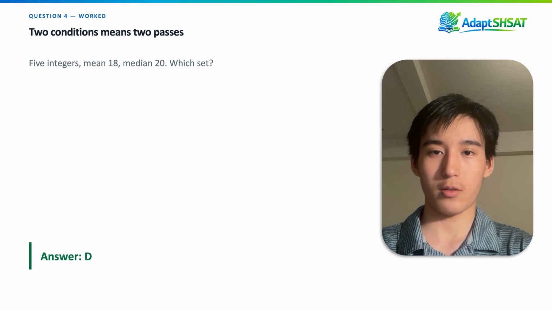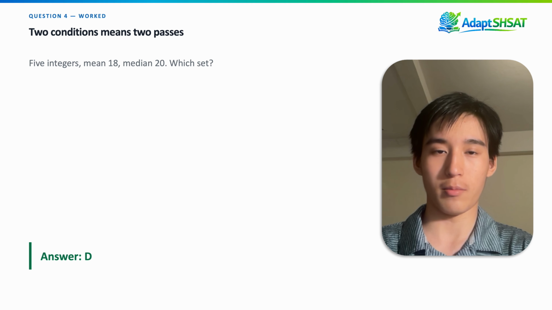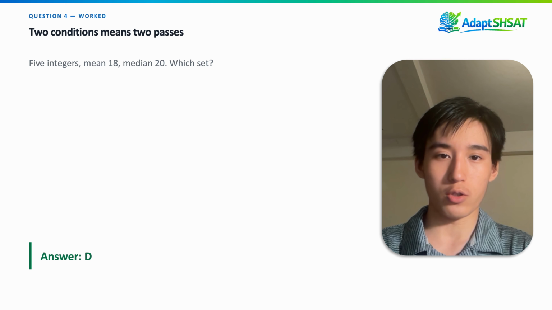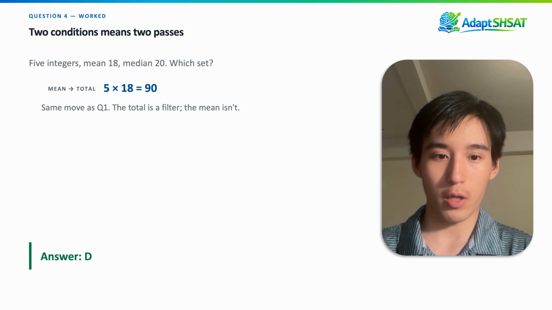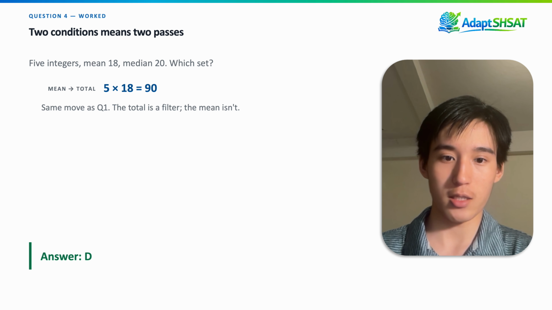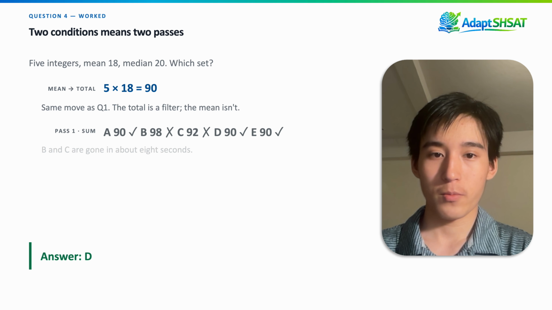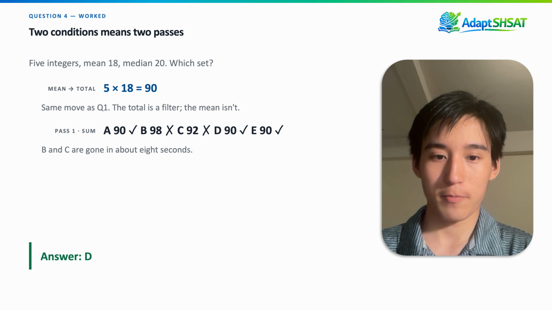So the first thing to save time is not to calculate the mean of everything. That's just going to waste you a lot of valuable seconds. And using the trick from question 1, we can just find the total. So here we know that the count is 5 and the mean is 18, so you multiply them together and you get the set has to total 90. So now let's just check the 5 answers and see what they sum up to. So we see that A, D, and E are still passing, and the other 2 are gone, so we can eliminate them.